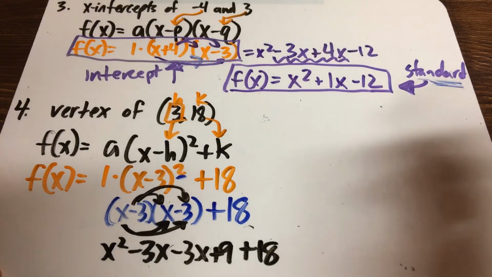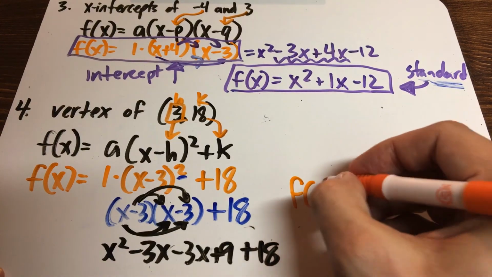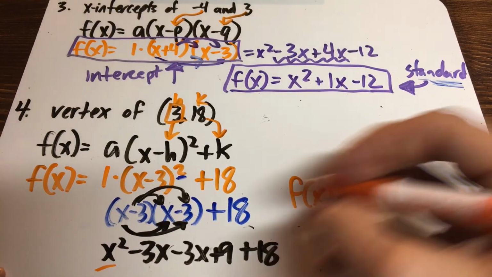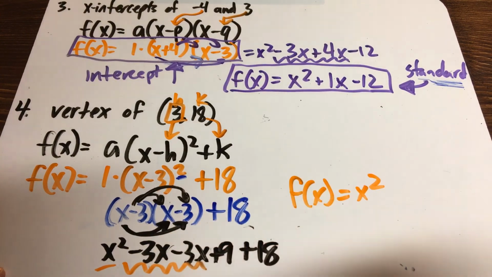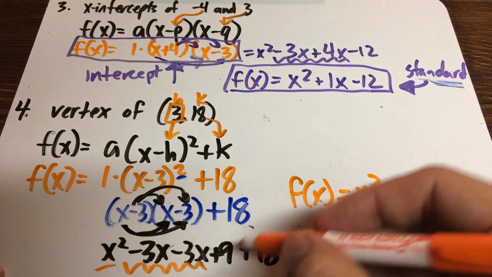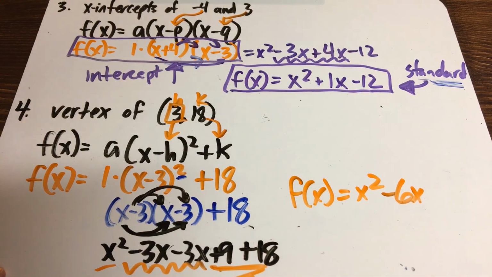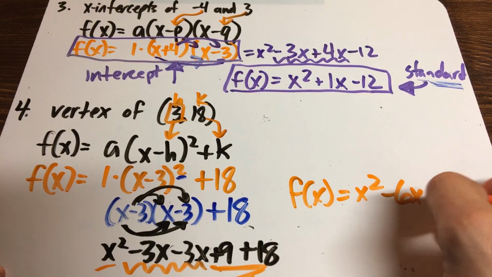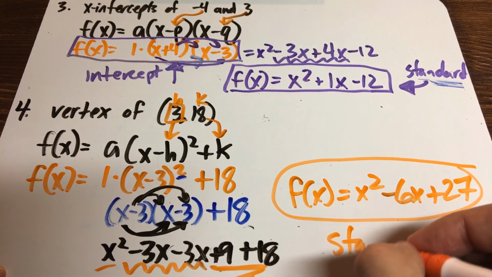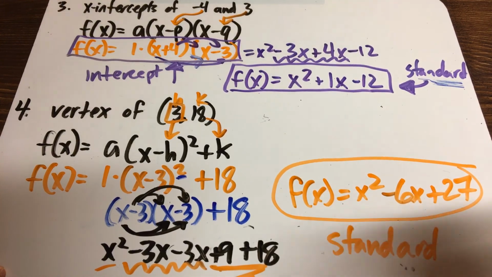Final answer for this one. F of x equals, this has to be first because it's squared. These two are combinable because they're both x's. Negative 3 and negative 3 make negative 6. And then these two, plus 9 and plus 18, I can combine those. 9 plus 18, I think, is 27. So here it is in standard form. This is called standard form.